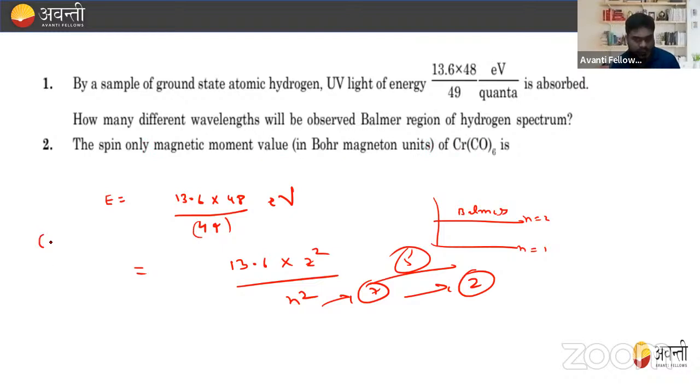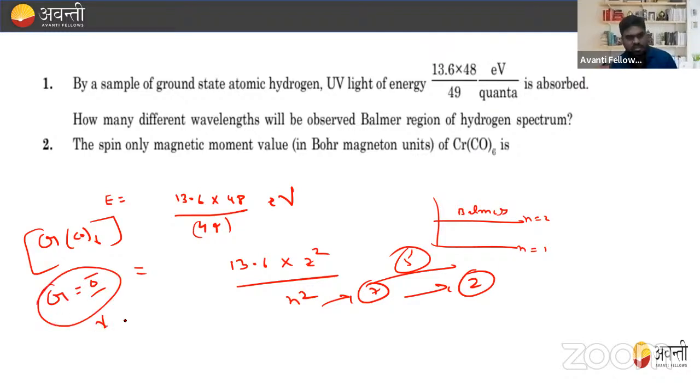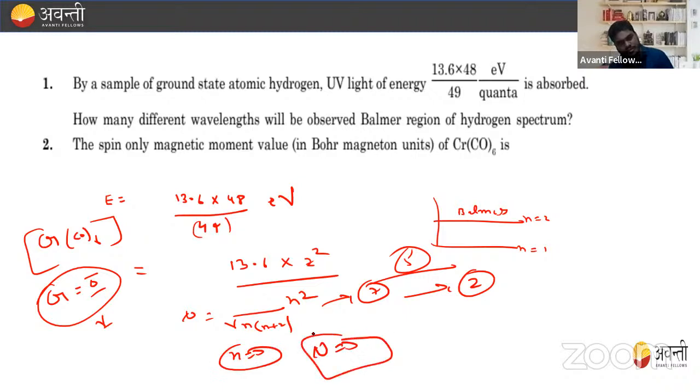Now you have to calculate the spin only magnetic moment value of Cr(CO)6. So we know that in Cr(CO)6, Cr has zero oxidation state. So no unpaired electron is there. We know that magnetic moment is root n(n+2). So if n is equal to 0, then mu must be 0. So the value is 0.